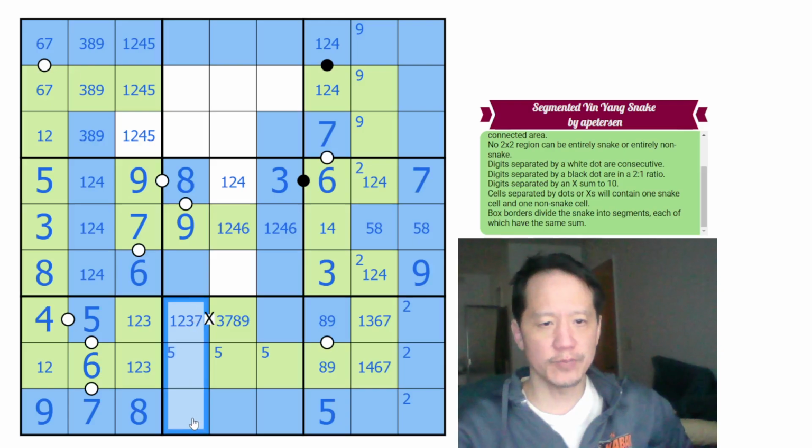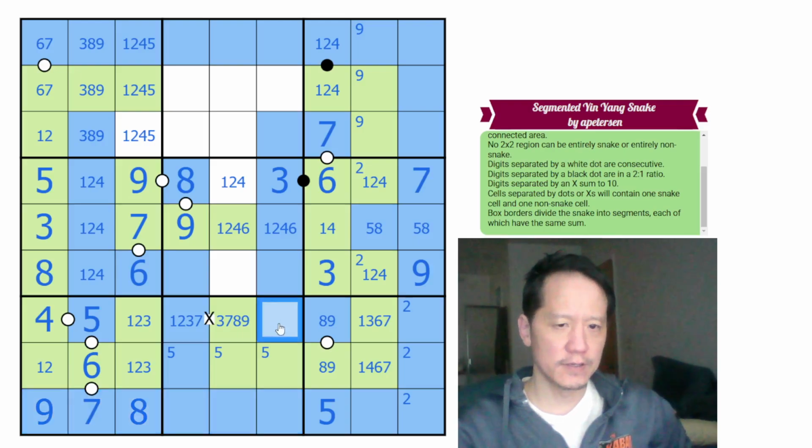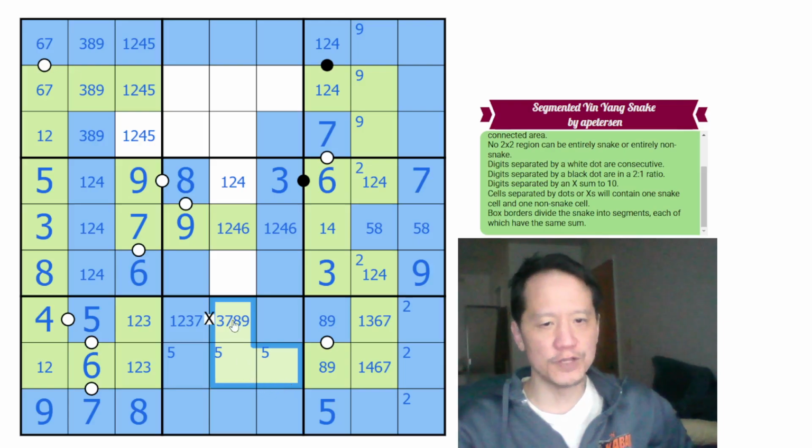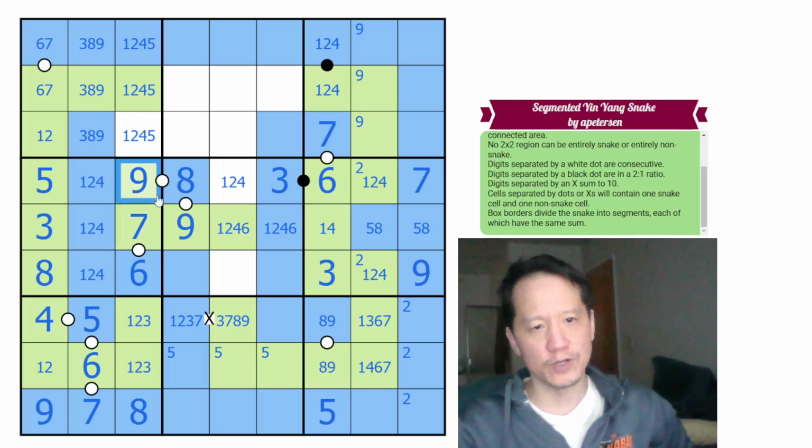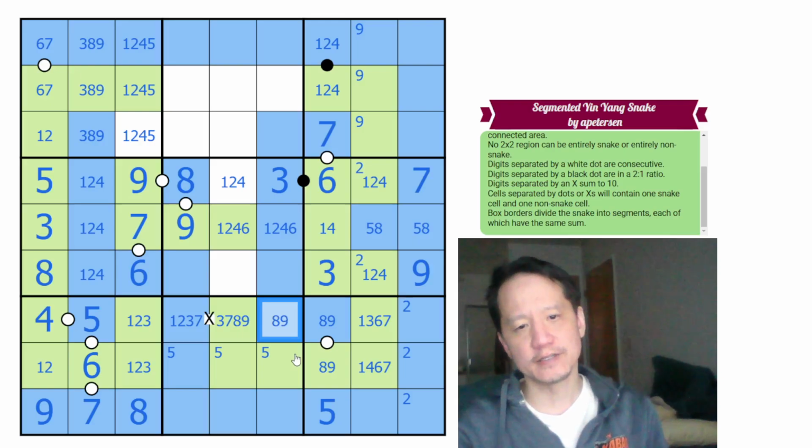Eight and 9 can't be here. 8 and 9 can't be here. So this then has to be 8 or 9. Because if both 8 and 9 were in the snake, that would add up to 17, and that's already greater than what it can add up to. Therefore, one of 8 or 9 has to be here.